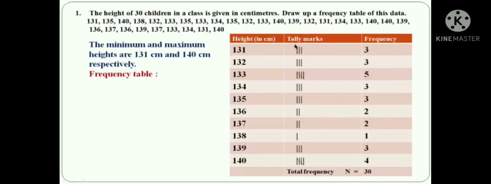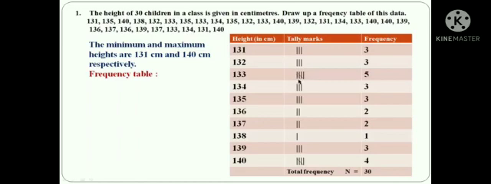Now in the data given to you, you have to see how many times 131 is repeated. It is repeated 3 times. For your tally marks, you will draw 3 lines and in the frequency, you will write the number. The next number is 132. Again in your data, you have to search how many times 132 has been repeated. 132 is also repeated 3 times. So in the tally marks, you will draw 3 lines and in the frequency, you will write the number.